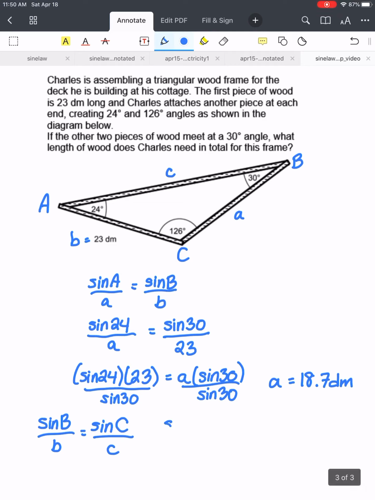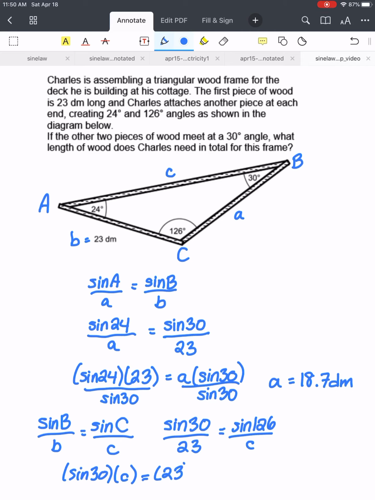So we get that sine of 30 over 23, same deal, is sine 126 over c. Good. So we cross multiply that. Sine 30 times c is equal to 23 times sine 126. Again, we divide by sine 30, and we get that c is 37.2.